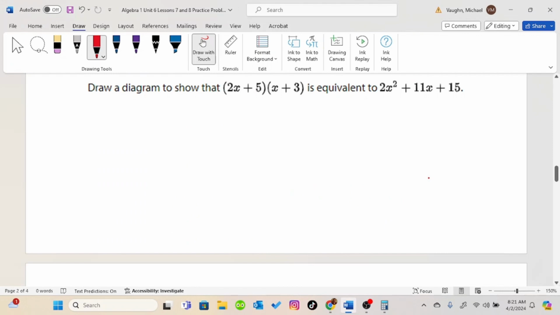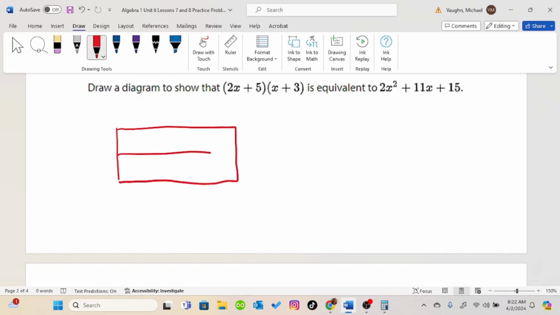Draw a diagram to show that 2x plus 5 times x plus 3 is equivalent to 2x squared plus 11x plus 15. When they say draw a diagram, they're wanting us to use the box diagram method of multiplying these polynomials. So we have 2x and 5 on one side, and we have x and 3 on the other.